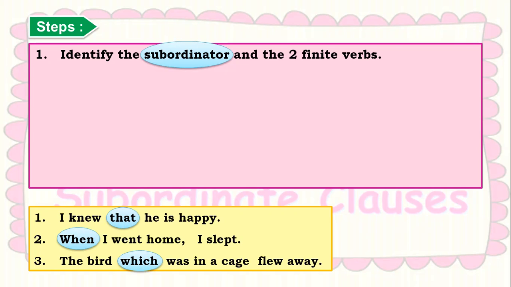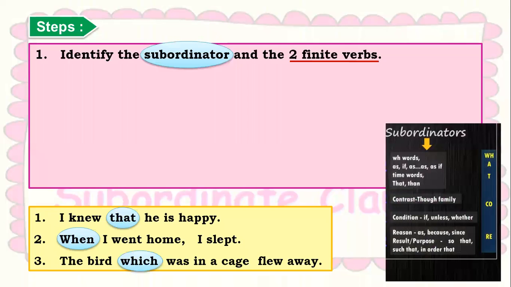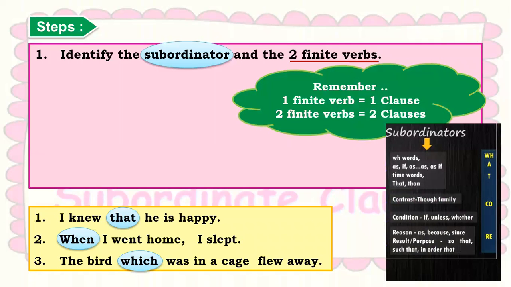The WH core formula, the WH words. Remember? Yes, that, when, which are the subordinating conjunctions. There you go. We have identified the subordinators here. Let's go next. The next step is to identify the two finite verbs. We all know two finite verbs means two clauses. Wonderful. Come on, let's mark our two finite verbs in each sentence.